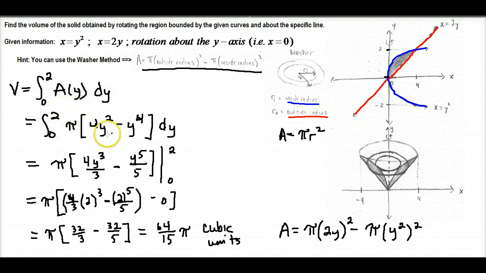And so from there, we just plug in our formula here for the area, which is pi times the radius of the outer function minus pi times the radius of the inner function. And we've already discussed 2y is the outer function and y squared is the inner function. We come in, we do the integration, we evaluate it at 2 and at 0, do the difference in between that, and clean it up, and we get 64/15 times pi cubic units as our answer.